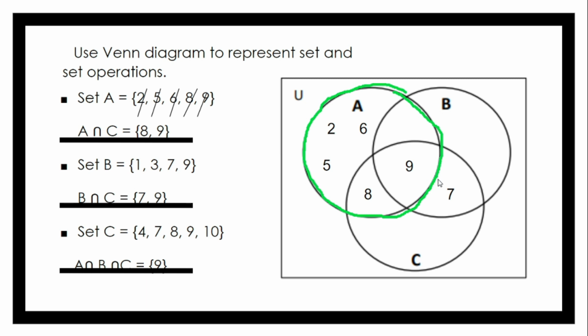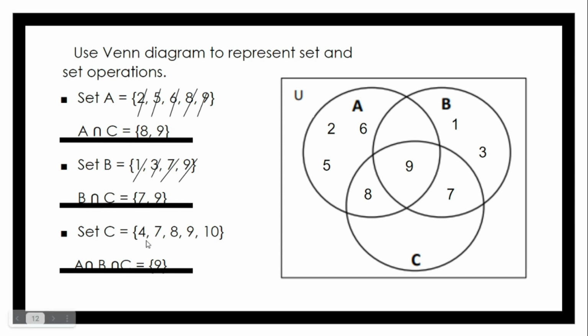Okay? And then, another is, let's move to set B. Ayan, ito si set B. At si set B naman natin, meron na siyang 7 and 9. Diba? Ito, 7 and 9. So, let's cancel 7 and 9. And the only elements na i-write natin there is 1 and 3. Okay? So, we're done with B.